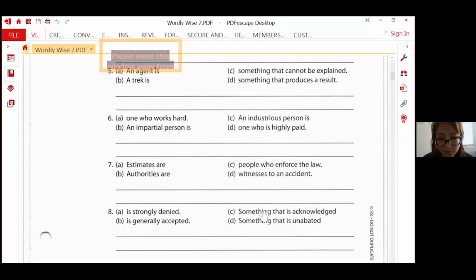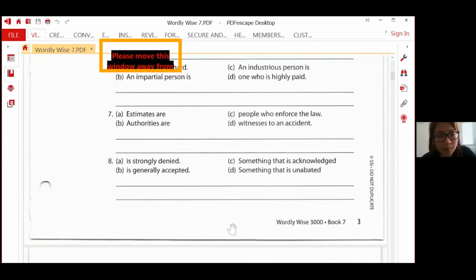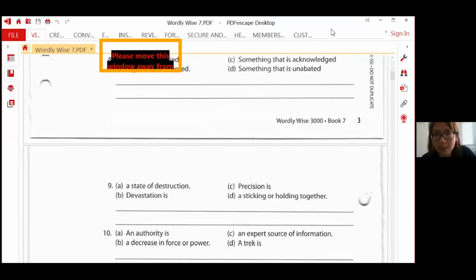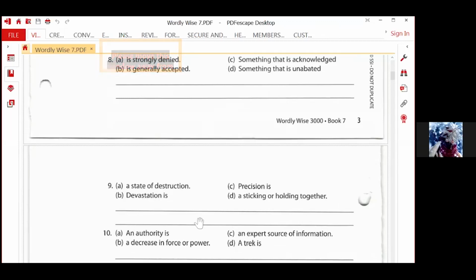C and B. Something that is acknowledged is generally accepted. Yep. So something that is acknowledged is generally accepted. Good. Number 9. Let's see who else has answered. Jet, you want to answer number 9? Devastation is a state of destruction.